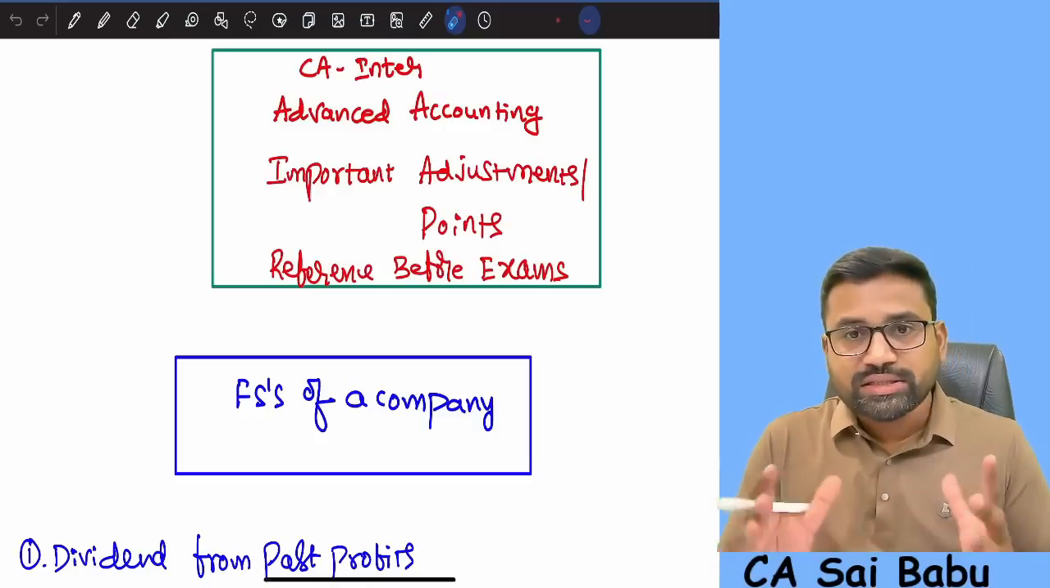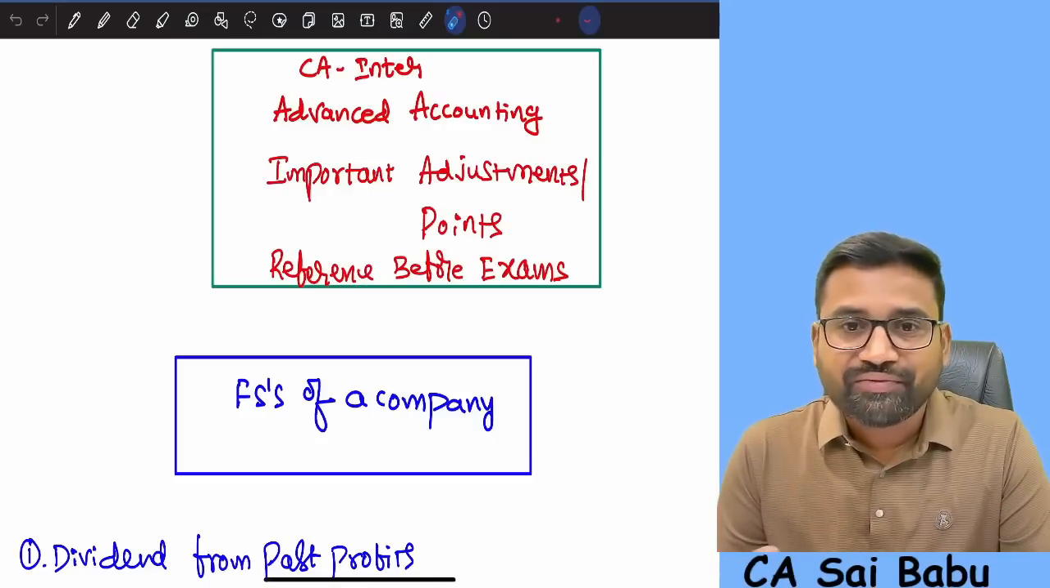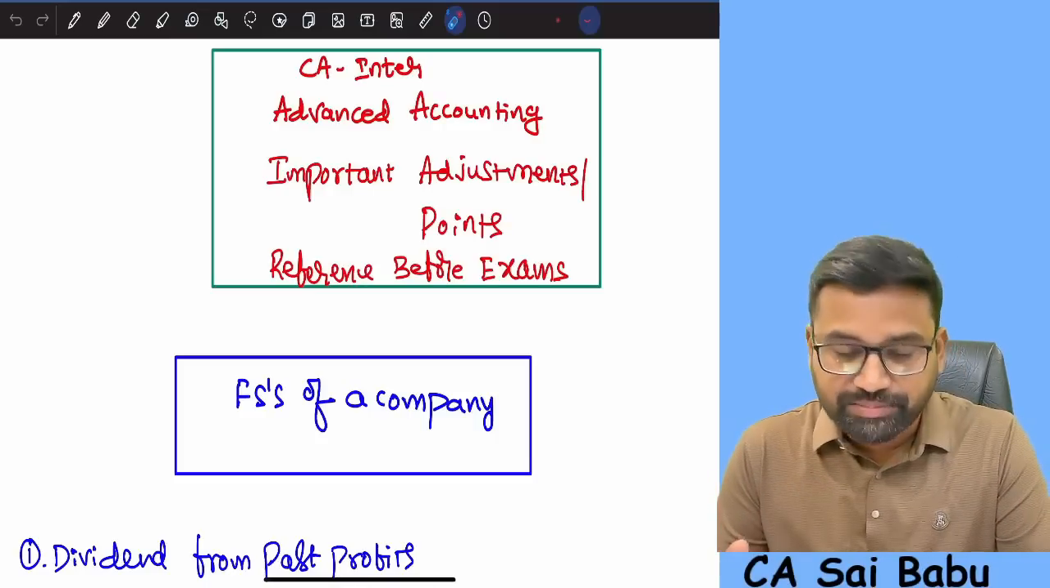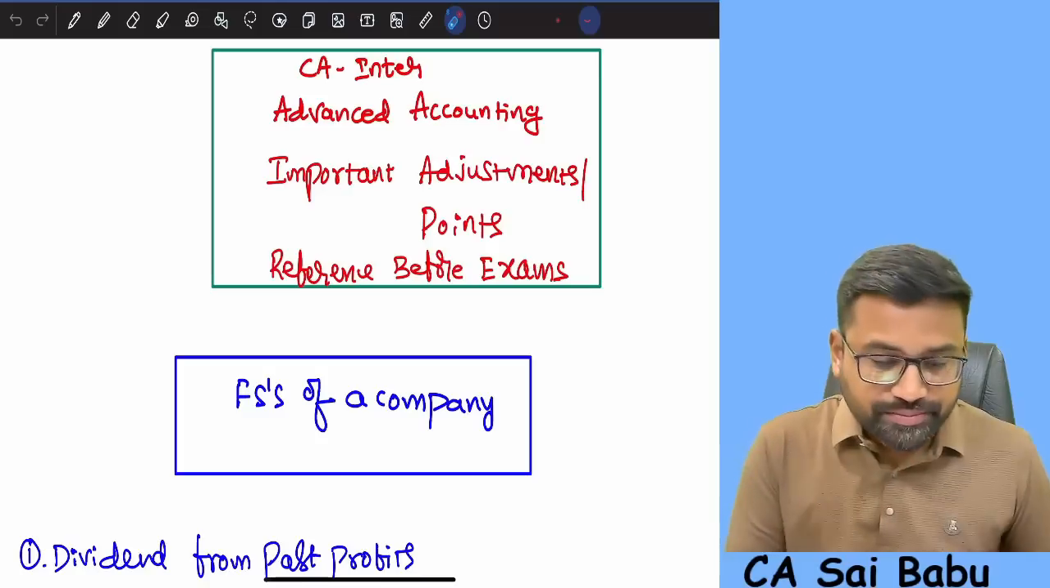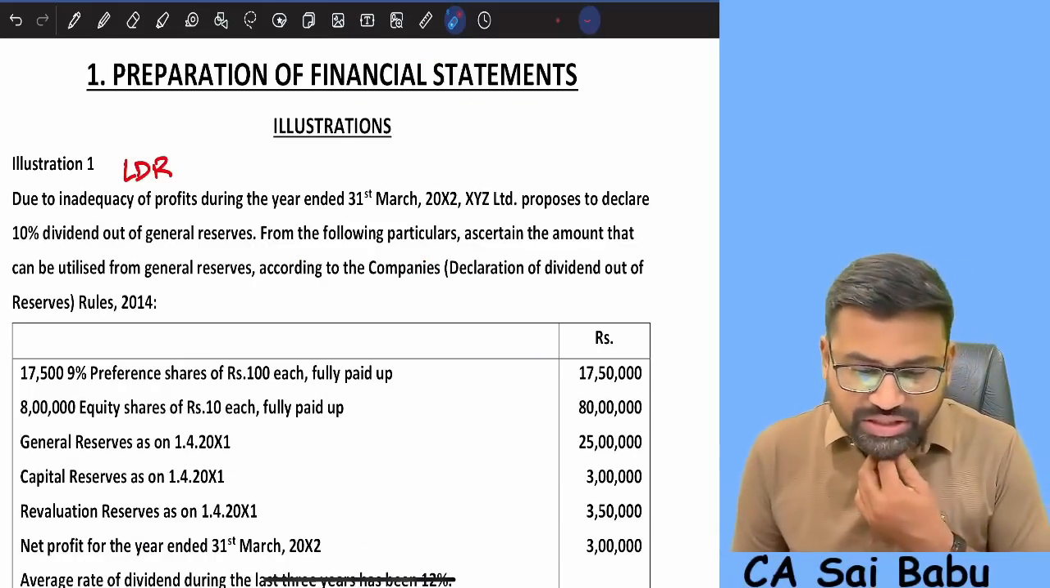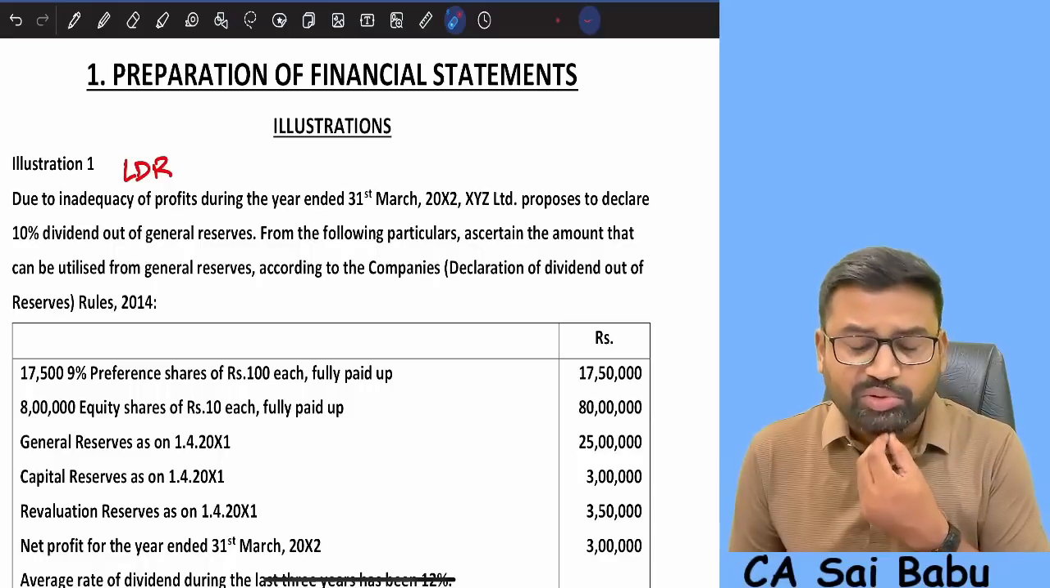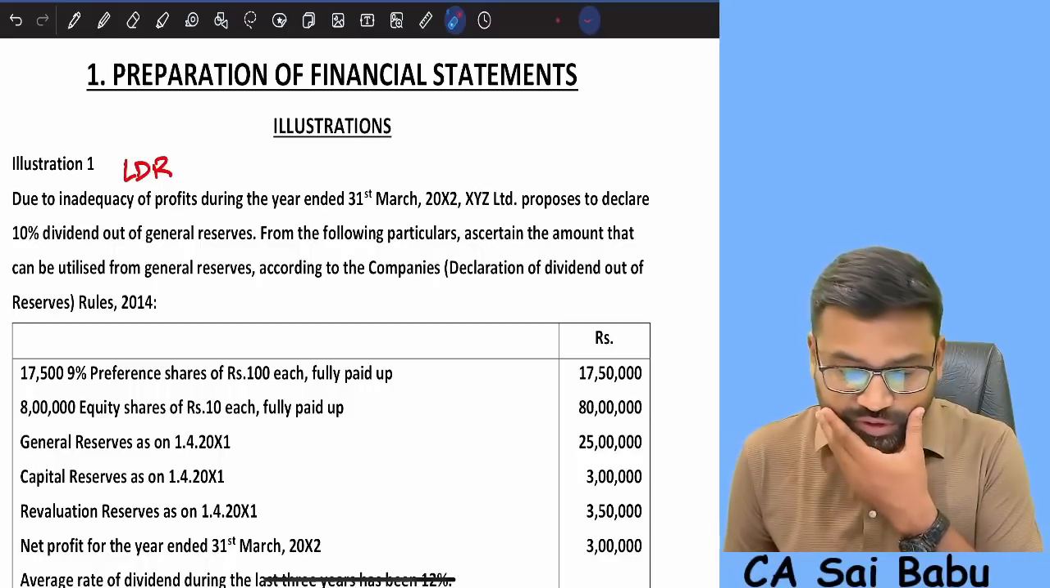Now let us discuss the important adjustments from the financial statements of company chapter, sir. I'm going to explain the important adjustments from problems. Now see first illustration number 1, sir. Illustration number 1 is about dividend from past profits.